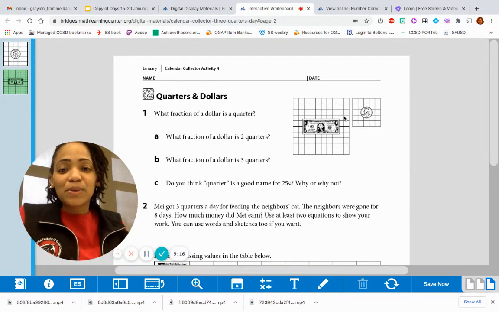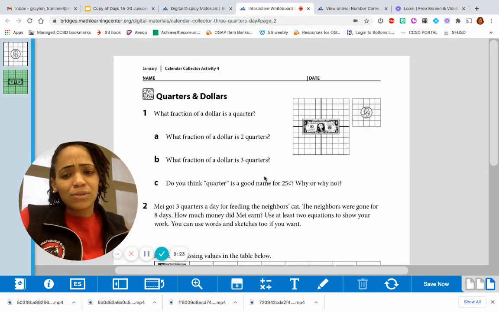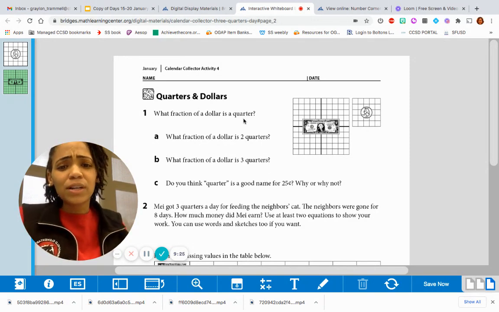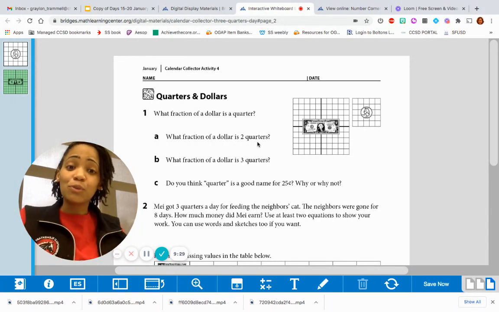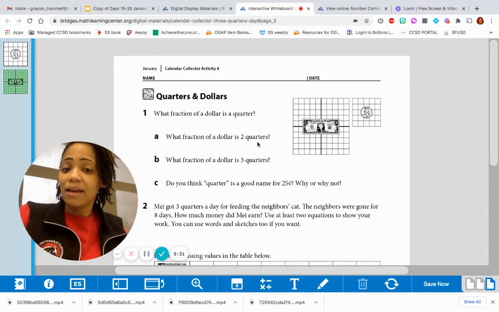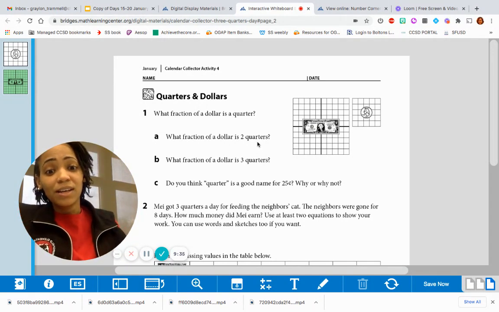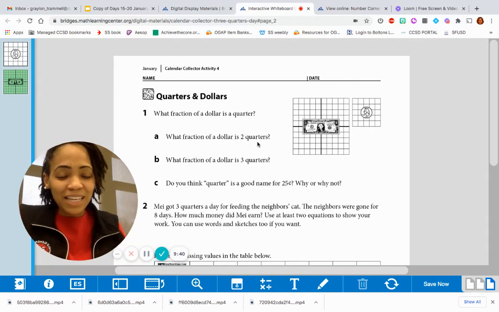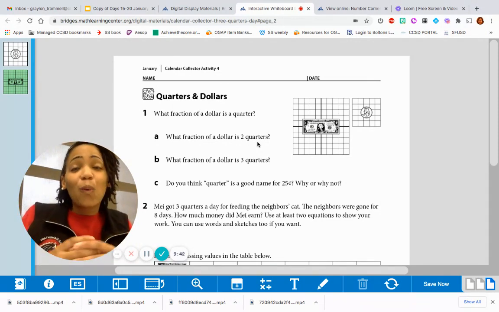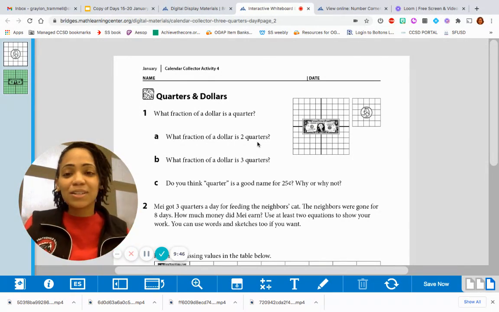Right? So we're talking about fractions of $1. We already know what fraction of $1 is 1/4. I know you guys can do this. 1/4 is 1/4. 2/4 is 2/4, or 1/2. 3/4 is 3/4. So is a quarter a good name for 25 cents? Absolutely yes, because we have 4 of them. A quarter, 1/4, it's a quarter. And that's what we've come to know and understand.